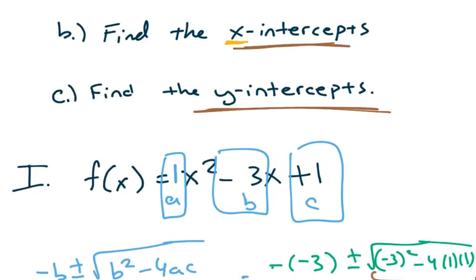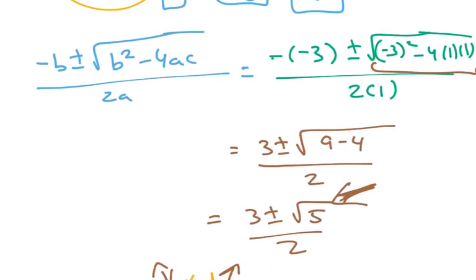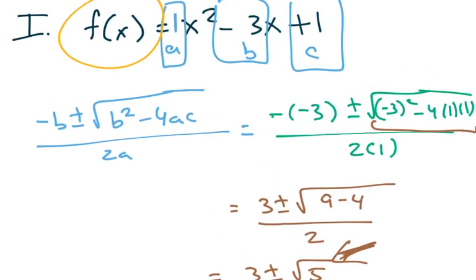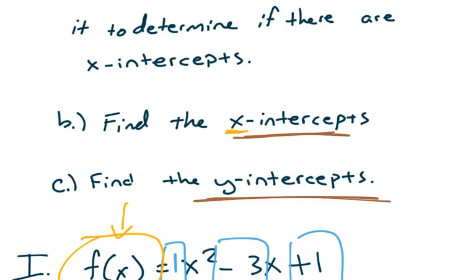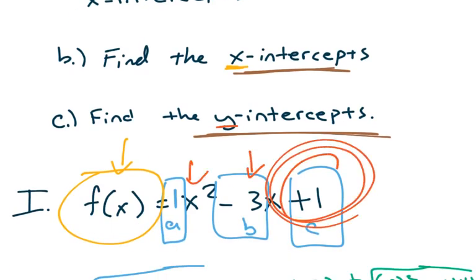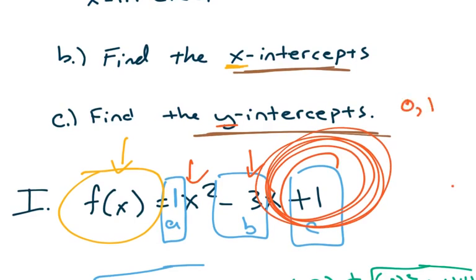Remember what we said a long time ago: if you're looking for the x-intercepts, you set f of x, which is y, equal to 0, and you solve, right? So that's why, when it says find the x-intercepts, I jumped straight to the quadratic formula, because it's equal to 0. The y-intercept is going to be when what happens? Well, the y-intercept is when x is equal to 0. So what ends up happening is the constant, and this is always true, the constant is always the y-intercept.